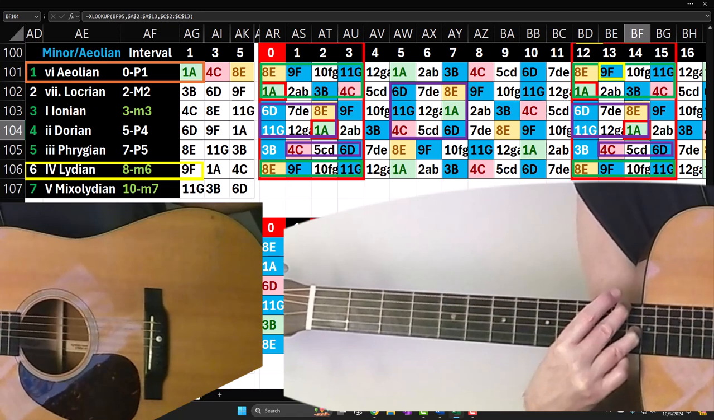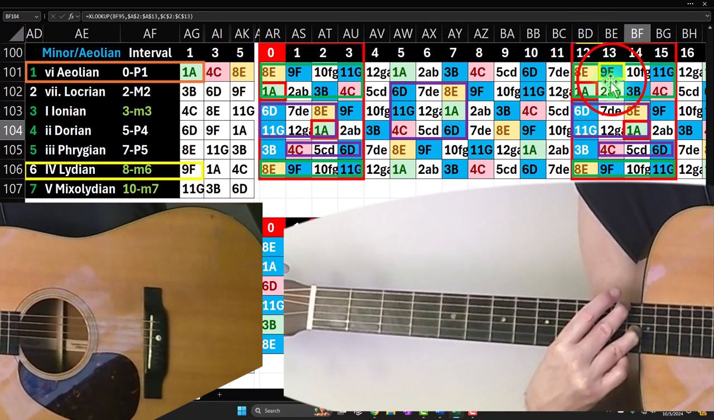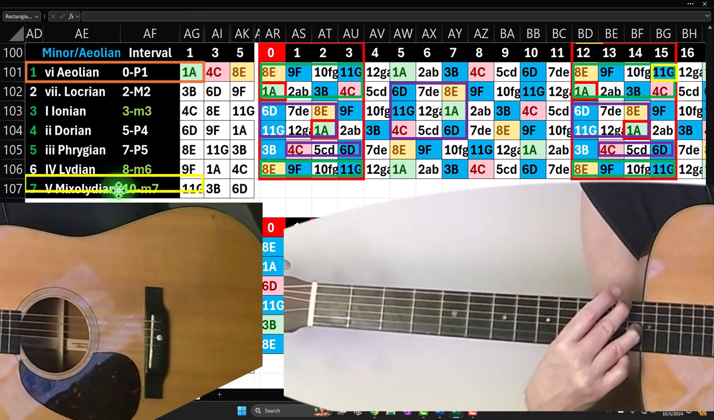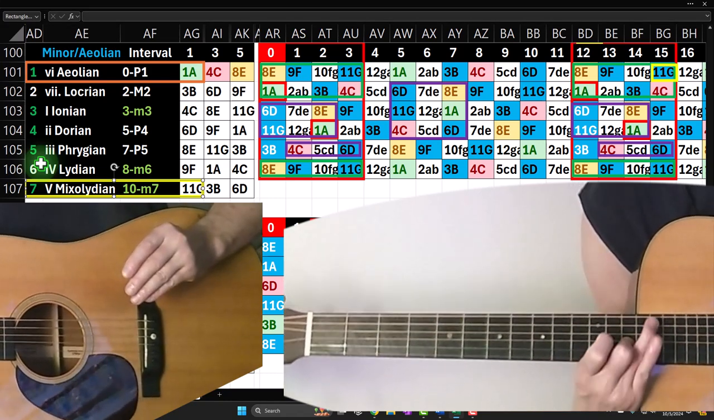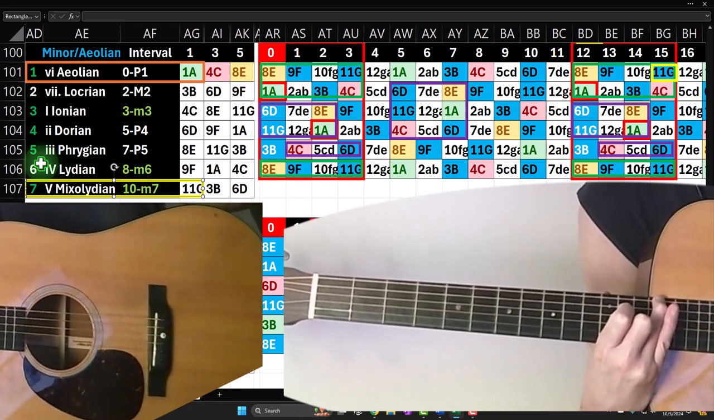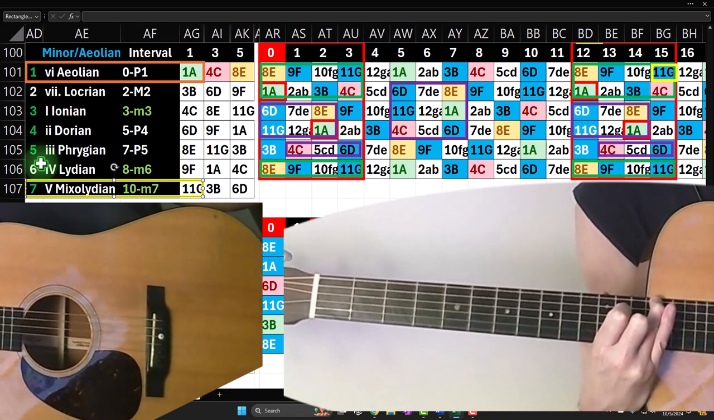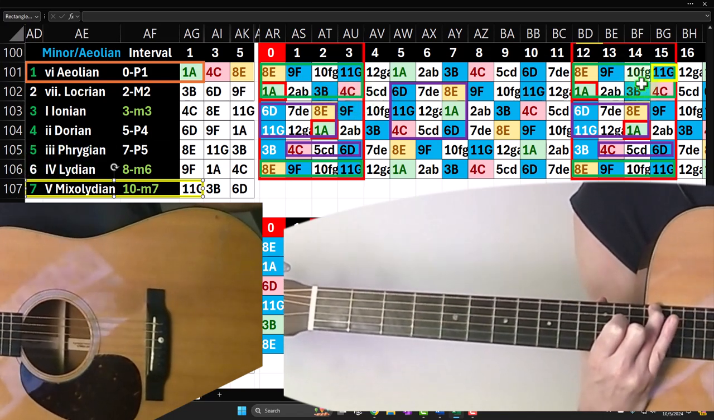And then if I go to the next one, we're going to go then to this one. That is, of course, going to be our G. So it's hard to reach here. And that's going to be this one. And that's going to be our 10-note away minor 7th.